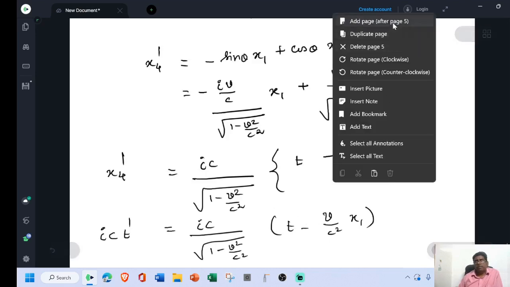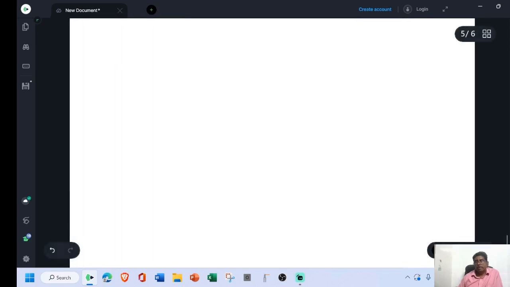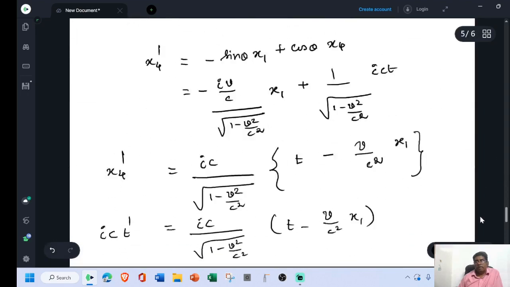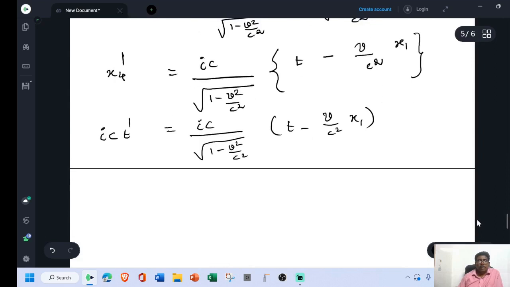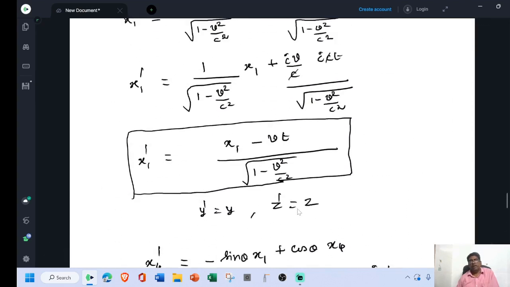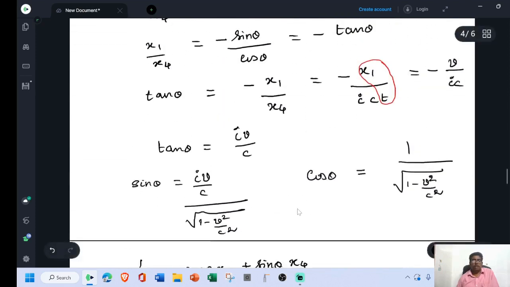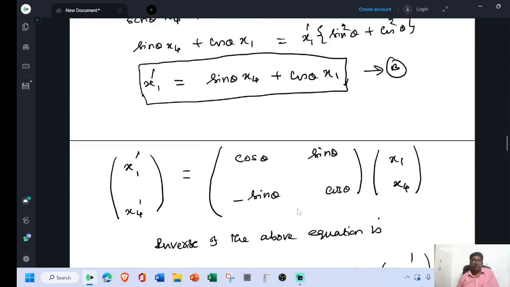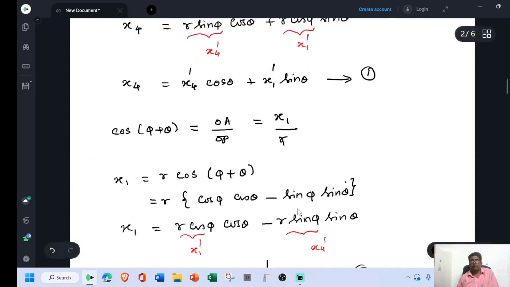If you simplify this, we can get, see here, ic cancelled out, t dash equal to t minus v by c square into x1 whole divided by root of 1 minus v square by c square. This is the final equation. In the Lorentz transformation equation, we know that t dash equal to t minus v by c square into x whole divided by root of 1 minus v square by c square. By way of rotating the x1 x4 plane, we can get all the 4 Lorentz transformation equations. That's all about Minkowski's 4-dimensional space.